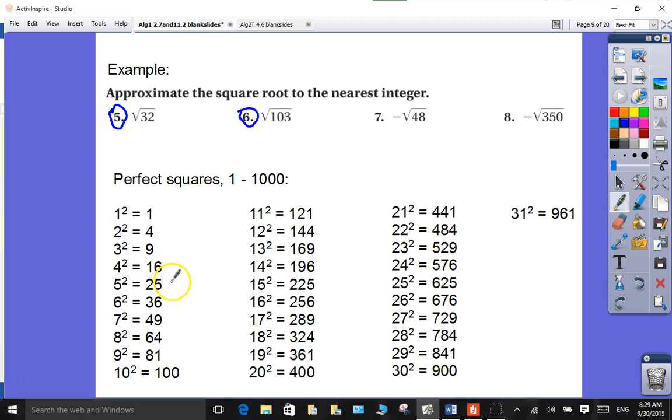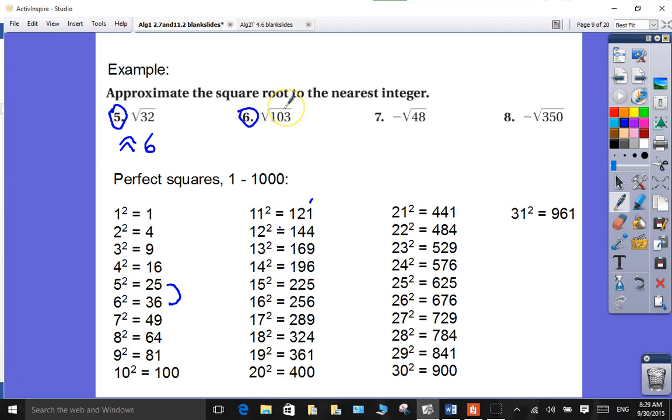Yeah, in between the 5 and the 6, right? Well, which one is 32 closest to? Is it closest to 6 squared or 5 squared? 6 squared. So you would estimate, and I'm going to use a little wiggly equal sign because it's not equals, but it's approximately 6. Right, so if you didn't have a way to figure it out exactly, you could estimate 6. That might help you get where you're going.